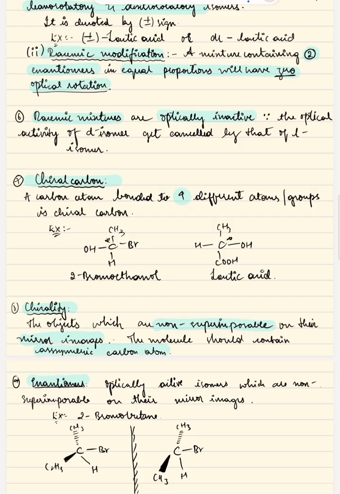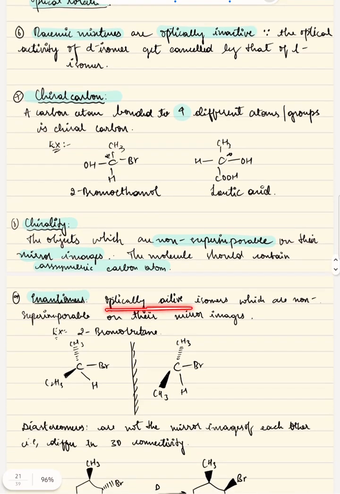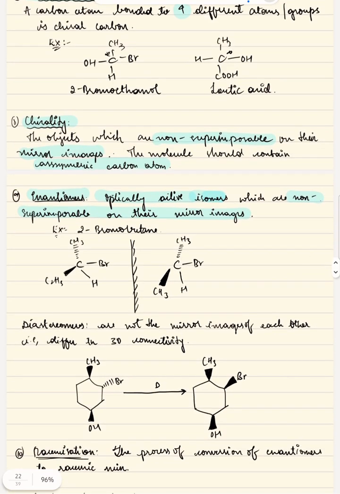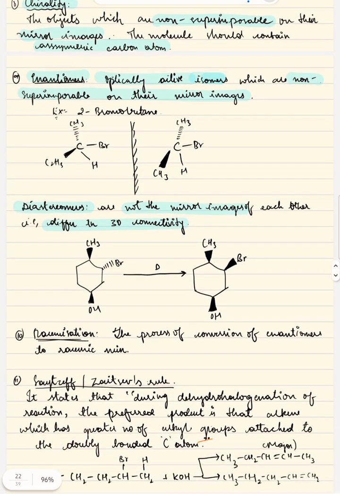Next are enantiomers. Enantiomers are optically active isomers which are non-superimposable on their mirror images. Example, 2-bromobutane. Next are diastereomers. Not the mirror images of each other, they differ in 3D connectivity. Okay, look here, it is syn, then it is trans, like that.